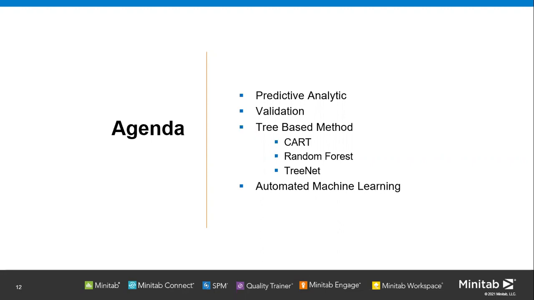Okay. So maybe this CART can be an alternative for us when we cannot fulfill all the assumptions of regression to solve our problem. And Minitab enhances the model with advanced algorithms like random forest and TreeNet. Okay, and then random forest and TreeNet are only available when you subscribe to the predictive analytics module.